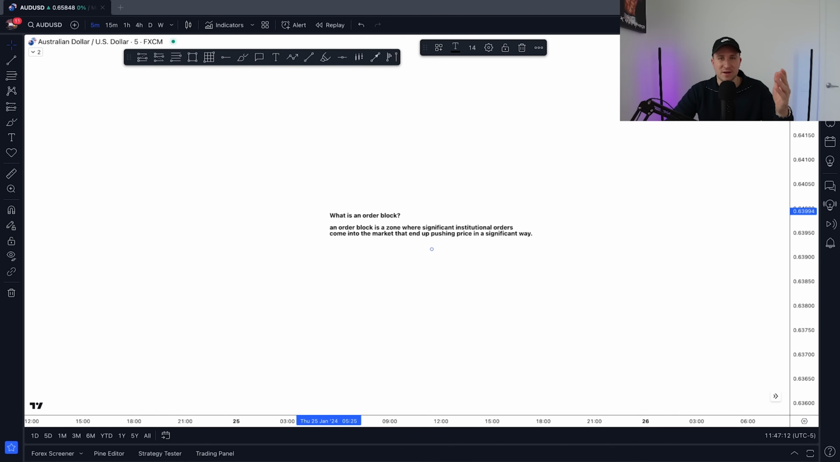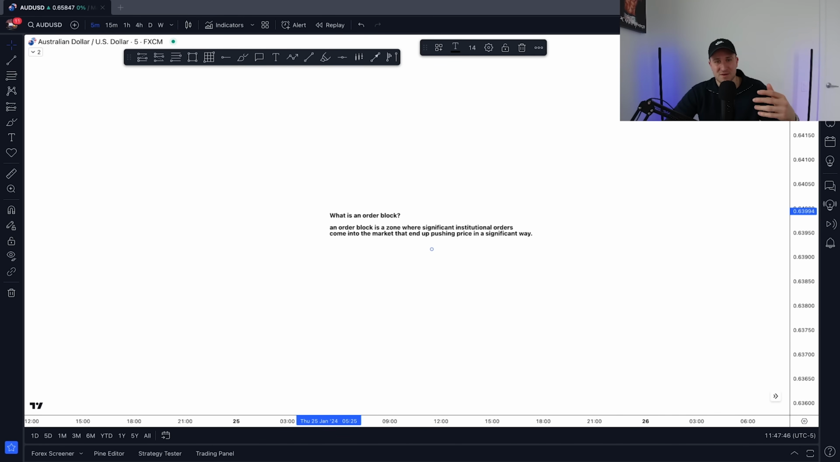Now, first you may be asking, Mac, what is an order block? So this is the best definition I could come up with in my own words. I didn't want to plagiarize any words or anything like that, but an order block is essentially a zone where significant institutional orders come into the market that end up pushing price in a significant way. So if you're familiar with supply and demand, it's a similar concept, but it's essentially the area that is responsible for the big move. If you're looking for longs, it's the last order block. So the last area before a big buy move comes in that you notice, like it's very, very obvious.